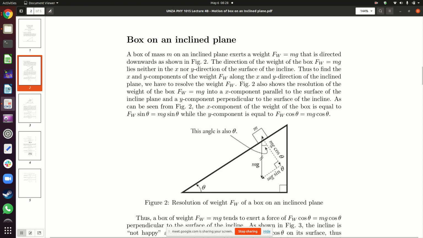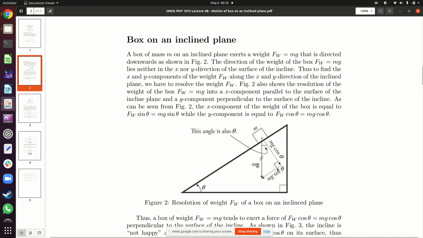So if this vector mg makes an angle theta with the y-axis, then you can find out using trigonometric sine and cosine for a right-angled triangle, the little triangle of components you have created, that the adjacent side is going to be mg cos theta, and the opposite side is going to be mg sin theta.